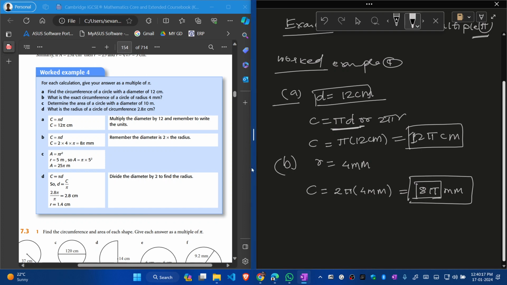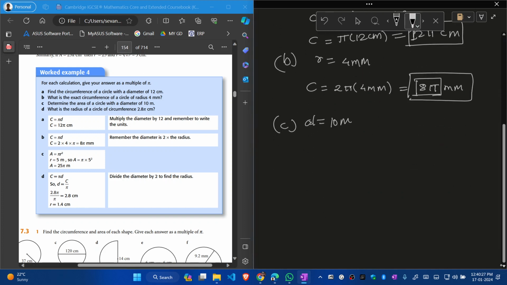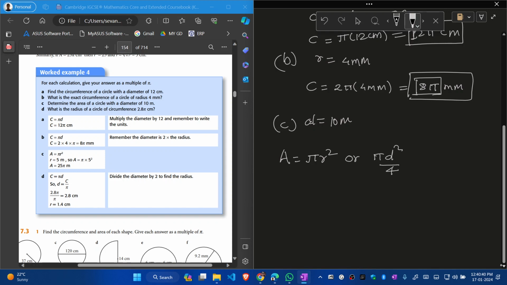And then in the C part, you have to determine the area of circle with this diameter. So the diameter is given, 10 meters. So then how will you find that? The pi d? So it will not be just pi d, maybe I'm saying area. So area is this one or this one? Which one you will use? We'll use pi.